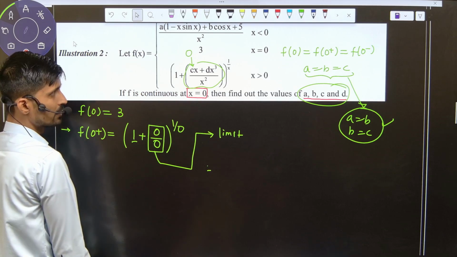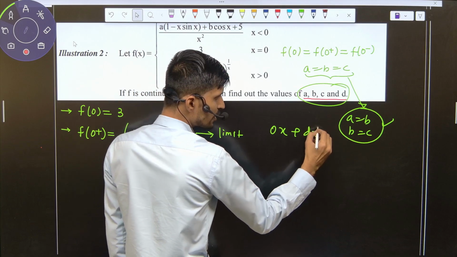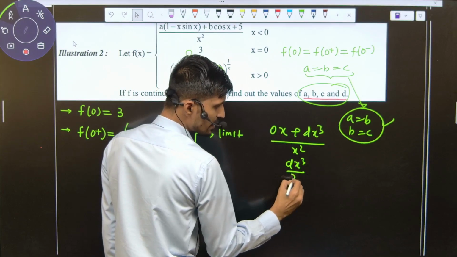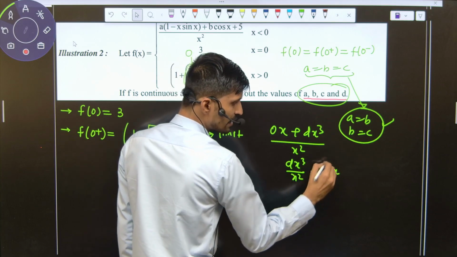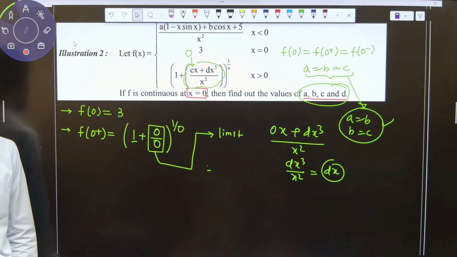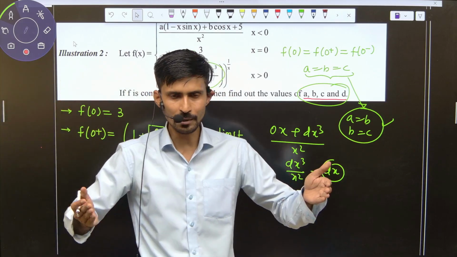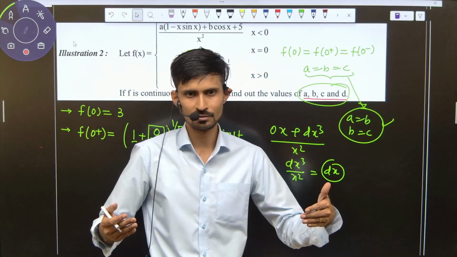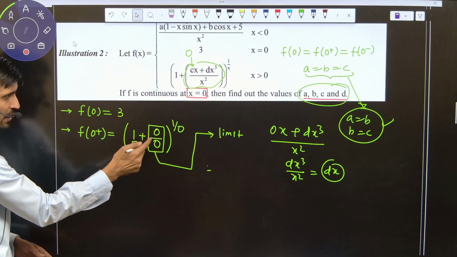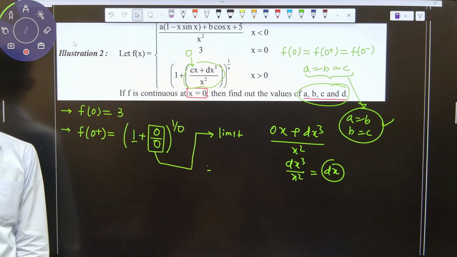What will happen? See this. 0 into x plus D into x cube upon x square. 0 times x is 0, that will become D x cube upon x square. x square cancels, that will become Dx. And what is x? 0. D into 0 is 0, that will become 1 plus 0. So as I said, in this question two different concepts are there, and both concepts are very good. One is this 0 by 0, and the other is that this structure is total 1 raised to infinity. It means this 0 by 0 should become 0, then only 0 plus 1 will become 1, and 1 raised to infinity we can solve the limit.